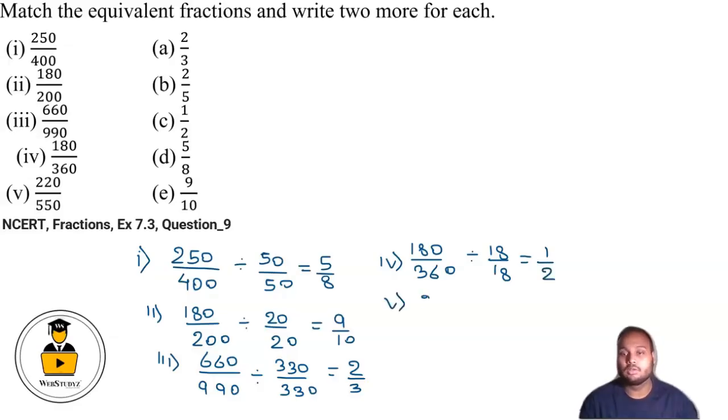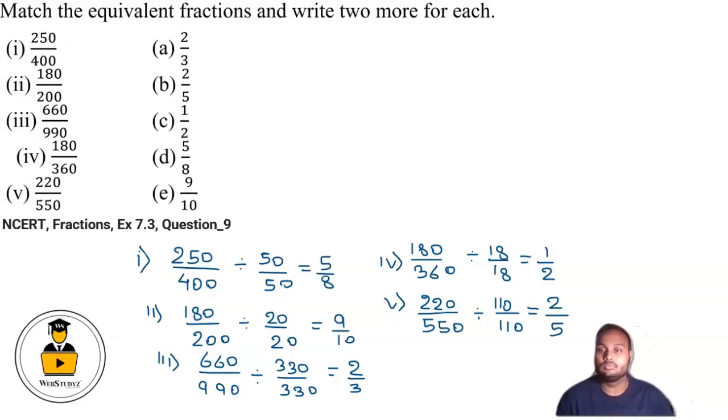For the fifth part, 220 divided by 550, if we divide by 110, then we will get 2 by 5. Fine. So we have got all the values. Now let us match them.